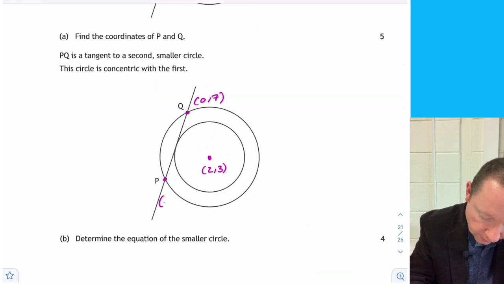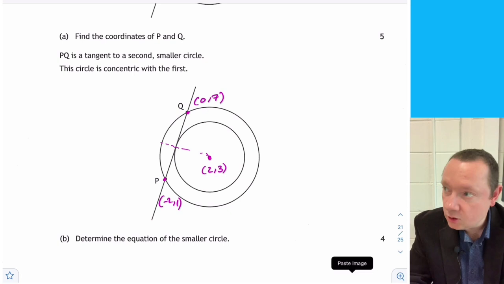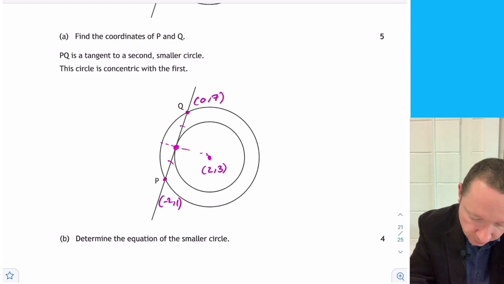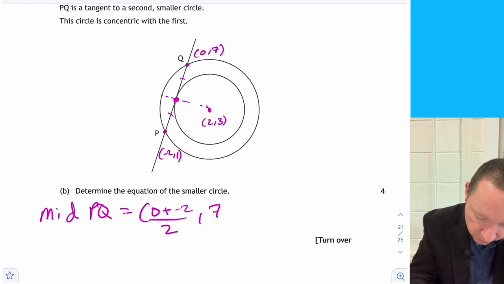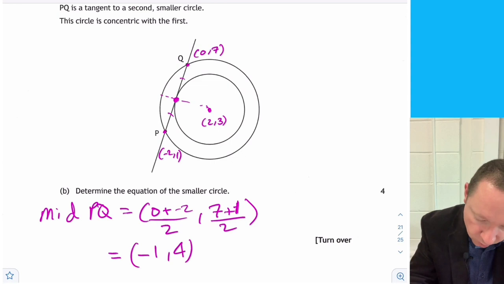Now, if I draw a radius going straight out to the bigger circle, well, it meets this chord at right angles and cuts it in half. So I can find this midpoint. So the midpoint of P and Q, well, that's just (0 plus minus 2) over 2 and (7 plus 1) over 2. Minus 2 over 2 is minus 1. 8 over 2 is 4. So our midpoint is (minus 1, 4).